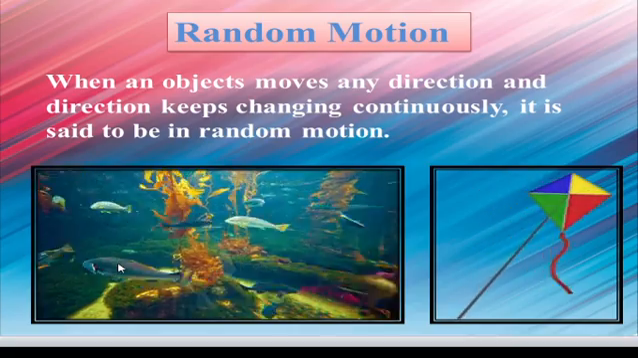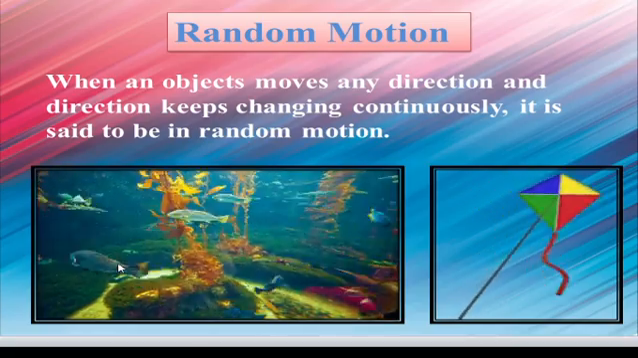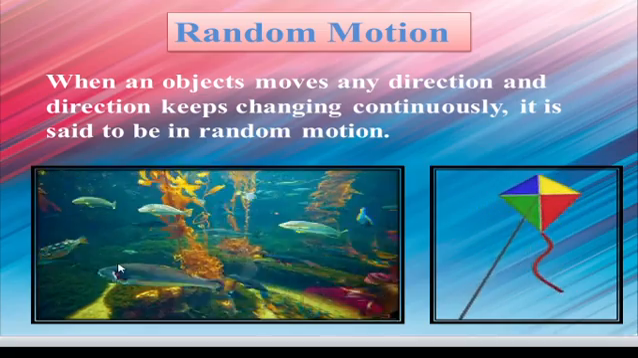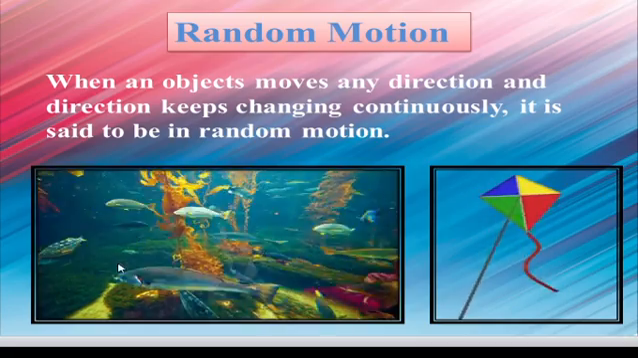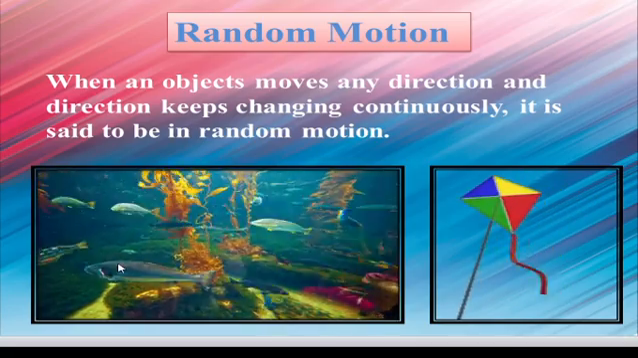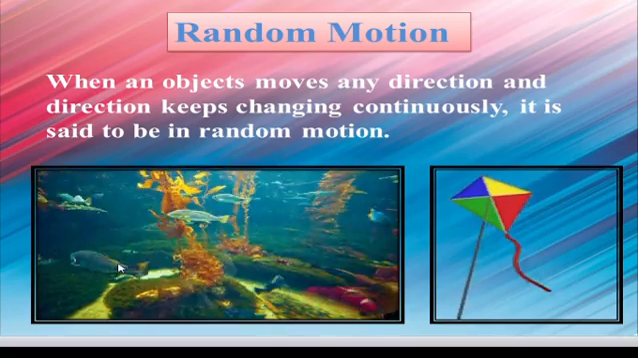And another example, fish. Suppose the fish is moving under the water, or you can see in an aquarium, the fish moving from one side to another side, it is random motion.